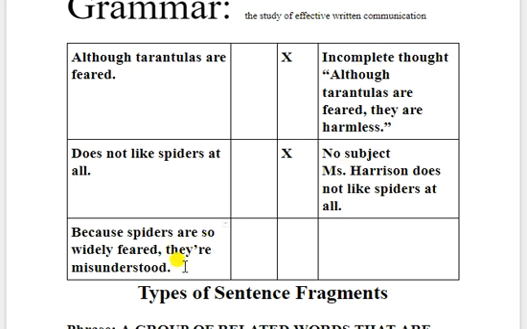All right, let's do the last one. Because spiders are so widely feared, they're misunderstood. Okay. So, do we have an action happening here, or some sort of linking verb or being verb? Because spiders are so widely feared. Are feared. That is actually a verb. Okay. Who or what are feared? Spiders. So we have the verb and its subject.